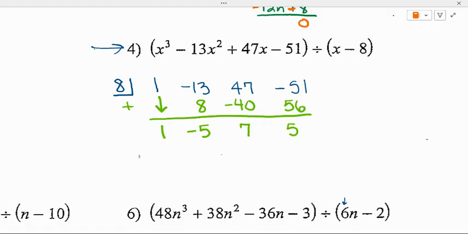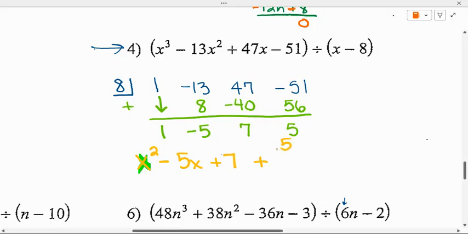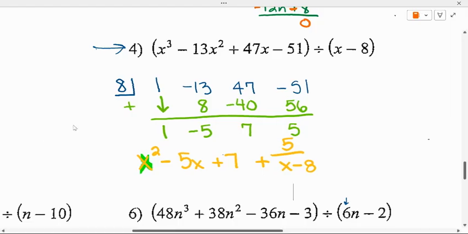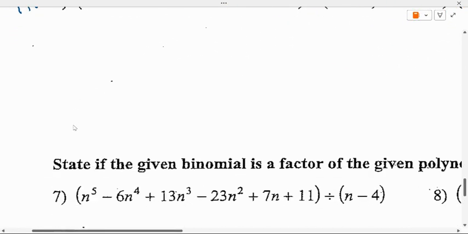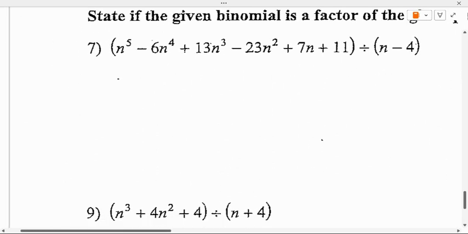Perfect. Good job, Kane. So I have x squared minus 5x plus 7 plus 5 over x minus 8. How do we feel about that? Good? Okay, so number 7 and number 9 at the bottom of this page, I would like you to do those as homework, but really I just want you to do them right now.